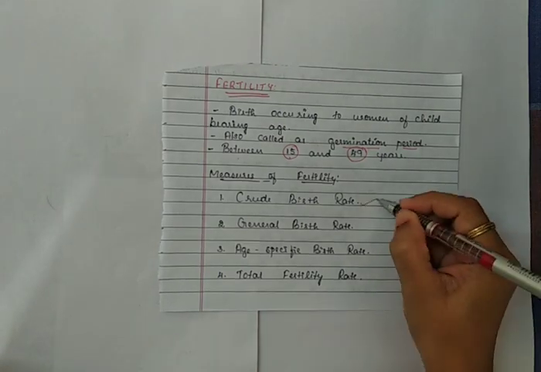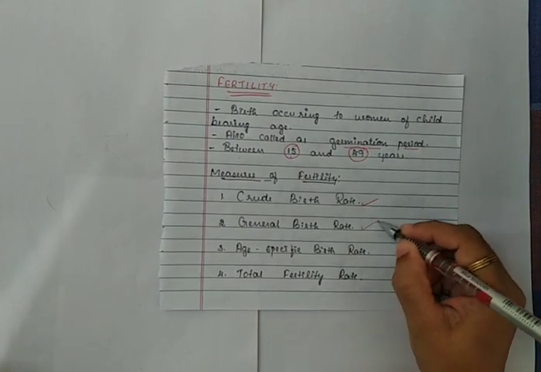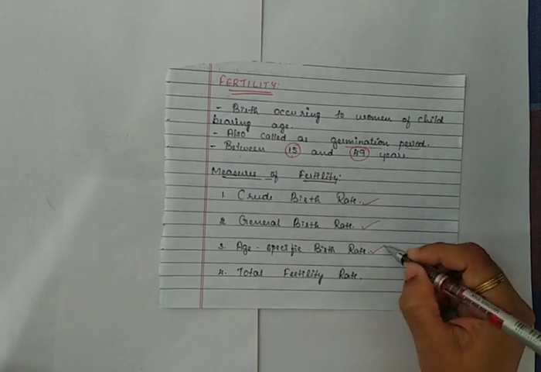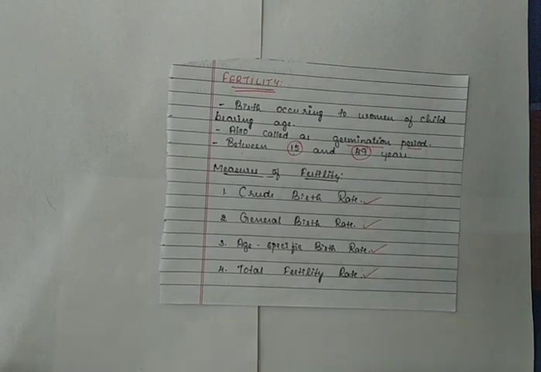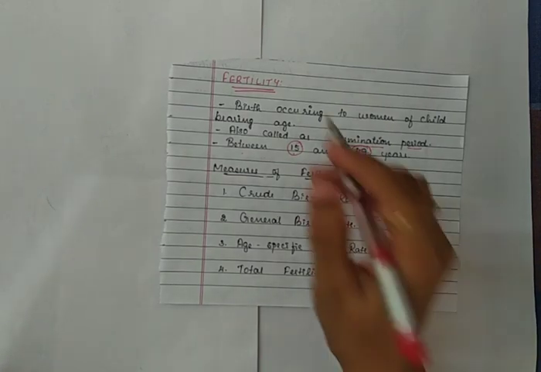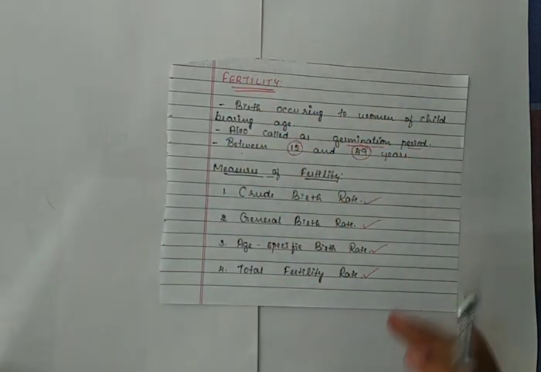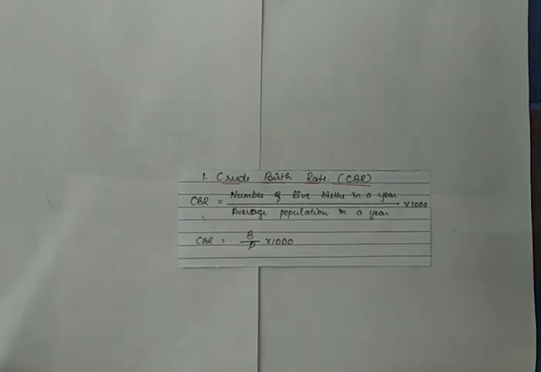So the first one is crude birth rate, second one is general birth rate, third one is age specific birth rate, and the fourth one is total fertility rates. So I hope you all got the meaning of fertility, and these are the measures of fertility. So the first one now, crude birth rate, isn't it?